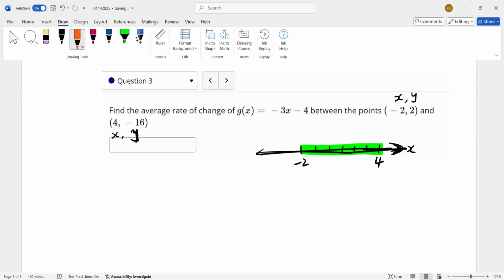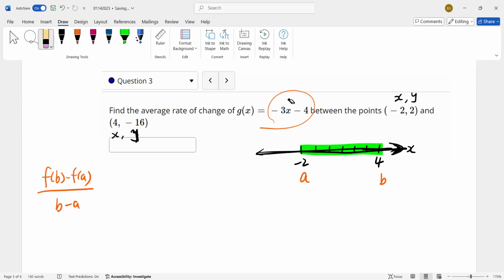Okay, so now we found our interval. We know this is A, this is B. Correct? But to apply the formula f of b minus f of a all over b minus a, we need to know f of b, we need to know f of a, right? But you know what? You don't really need to use this function.